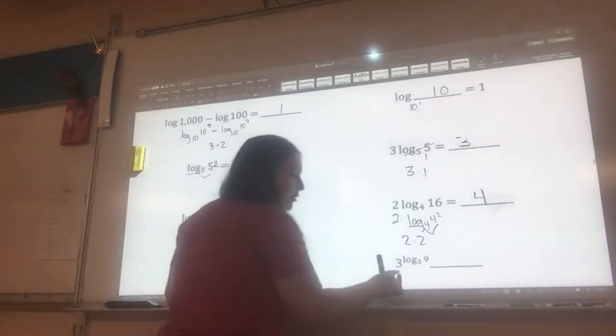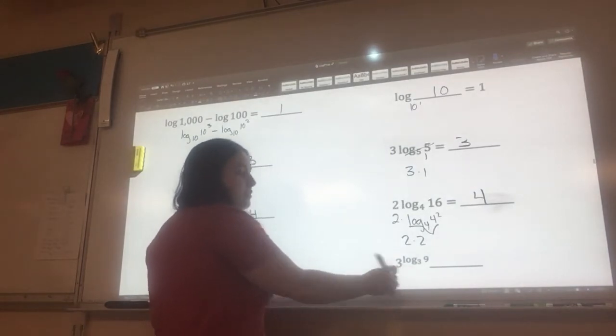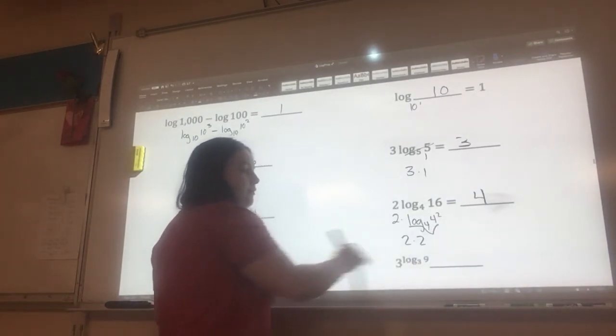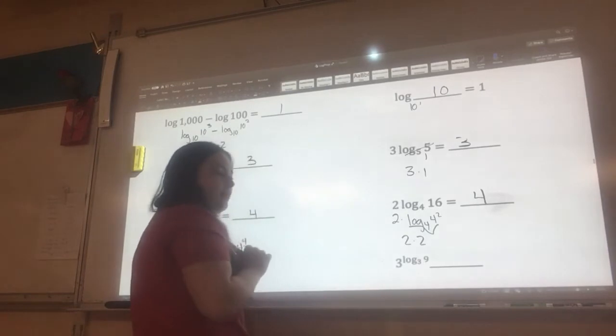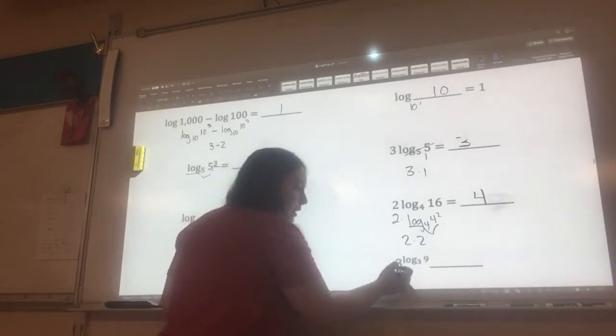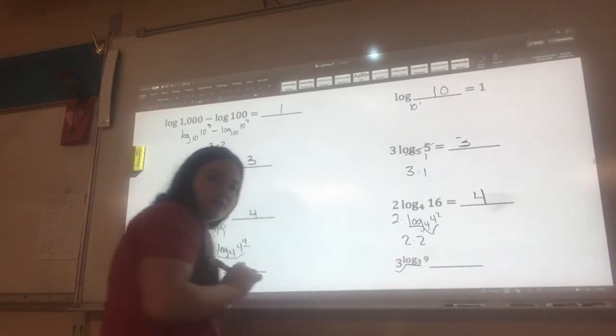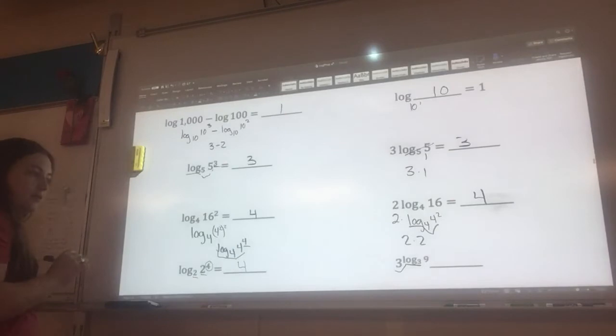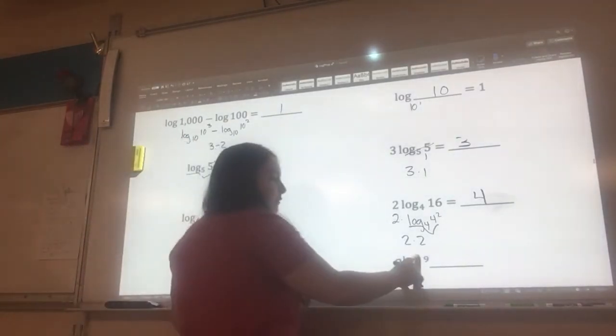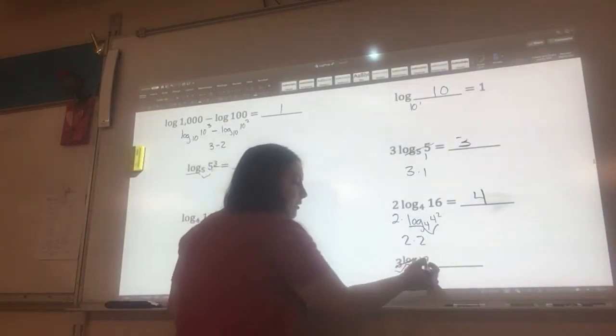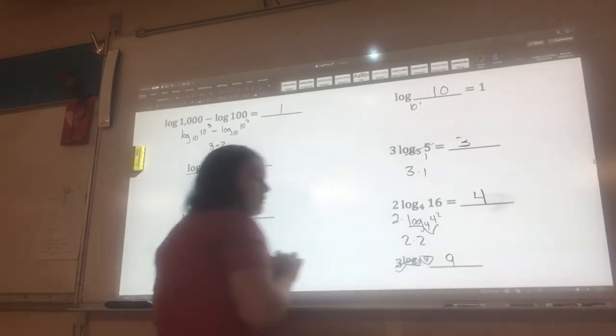Here's a new one. 3 to the, so this is an exponent, log base 3 of 3 to the 9th. Well, 3 to the log base 3 actually cancels itself out. They cancel out, and you're left with, once again, your answer of 9.